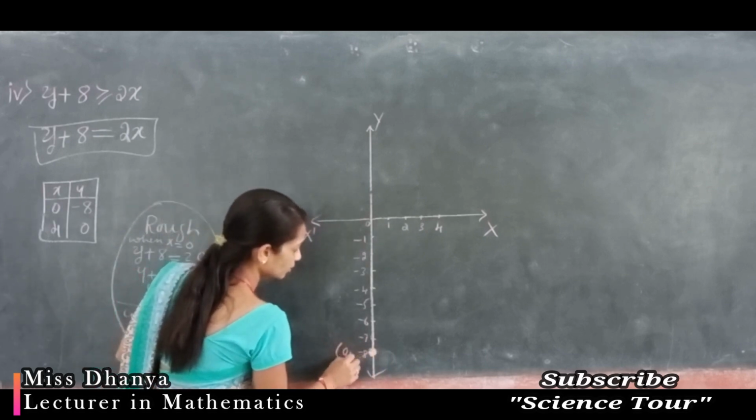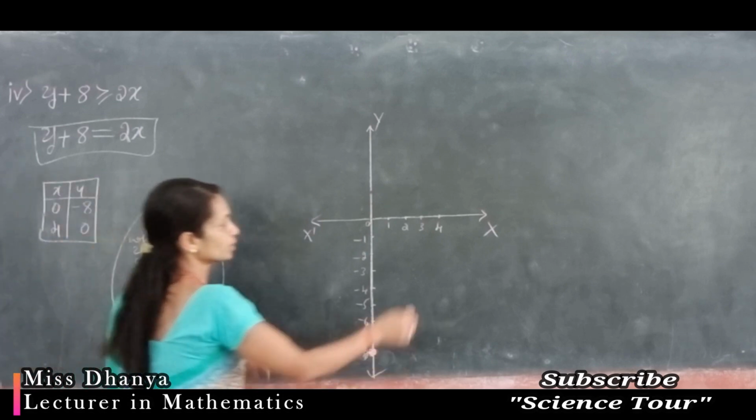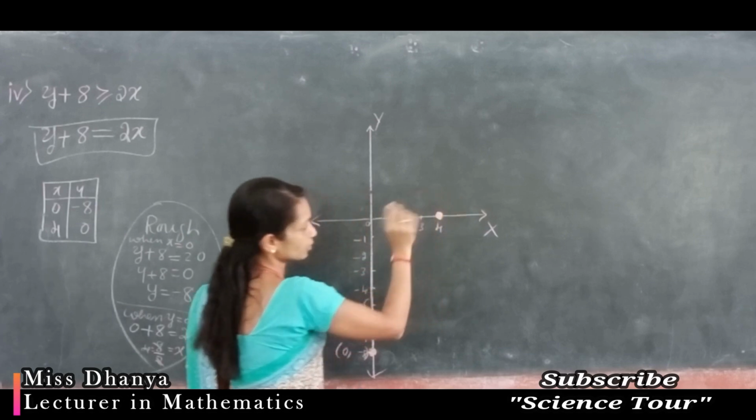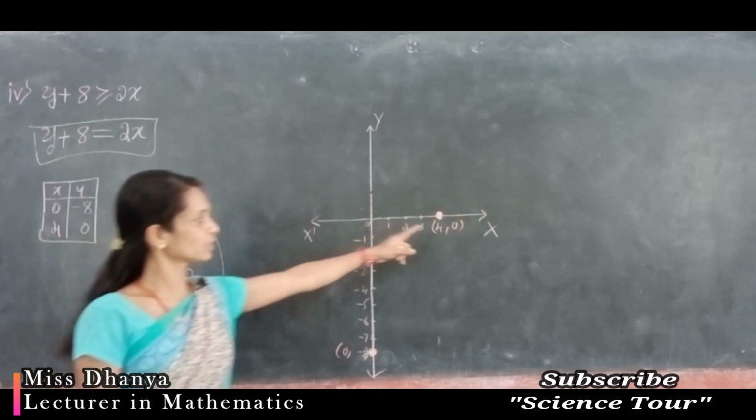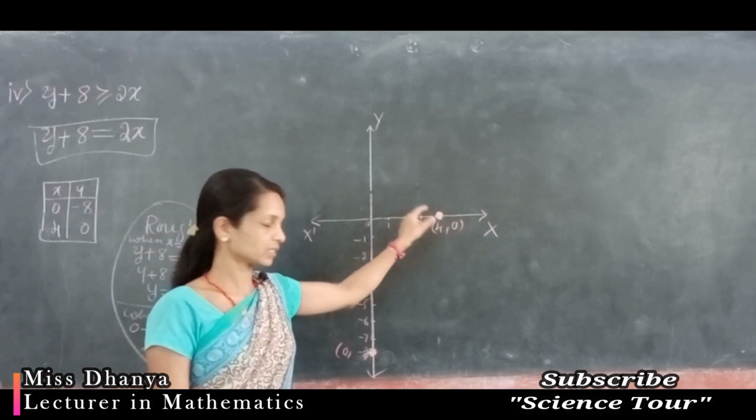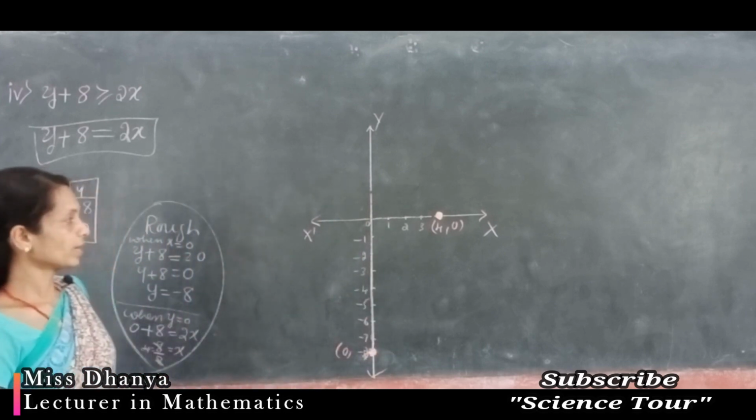Highlight that point 0 comma minus 8, and the second point in the table is 4 comma 0, that is here. Highlight that point 4 comma 0, which is always on the x axis. If the second number is 0 in the point, then that point is always on the x axis. If the first number is 0 like this, that is always on the y axis.